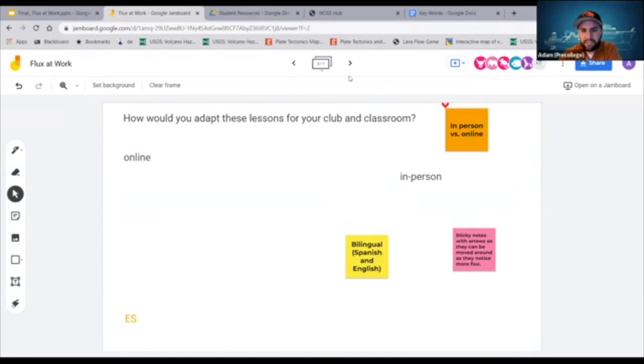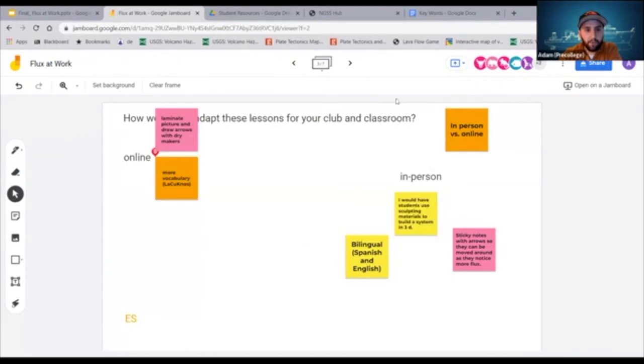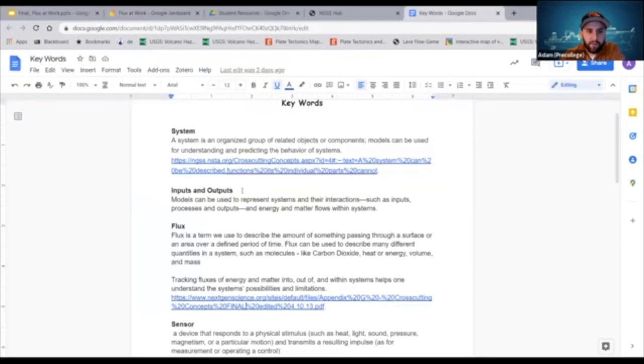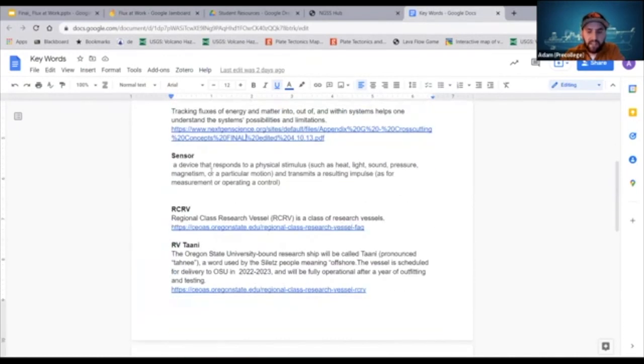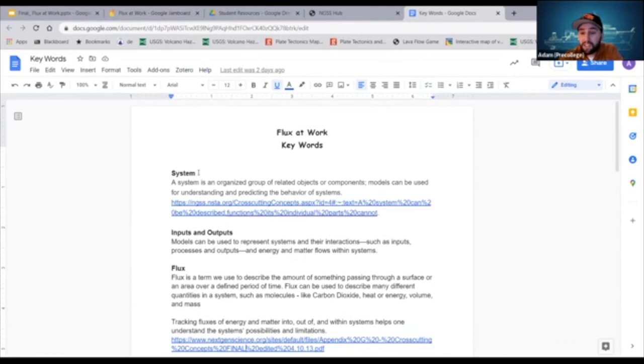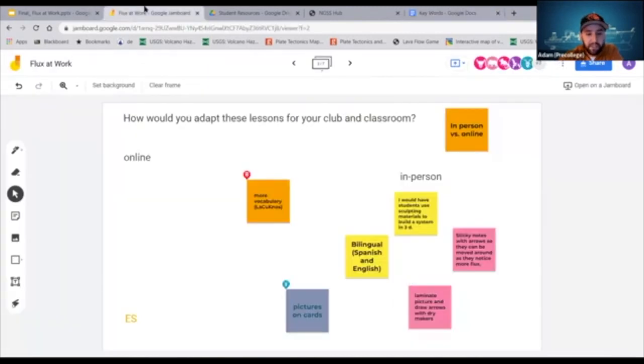Yes, the bilingual Spanish English. Thank you. More vocabulary. Yeah, so the keywords, I'll pop over as you're adding more that are in the student support ones. There's one for system that I pulled: inputs and outputs, flux, what is a sensor? And then I was trying to think of last time we spoke, I heard, what would be the most limited vocabulary keywords to help? And so I made a short list of just the RV Tawny and RCRV, just saying what it is, and then sensor. So these were the ones that I thought would be keywords. If you know more keywords that you feel would be important for youth in your clubs and school, please add that also to the Jamboard.